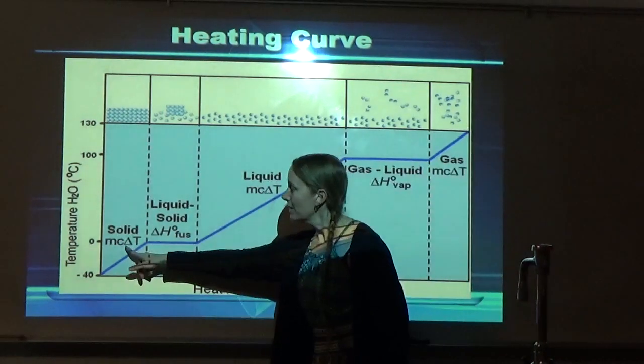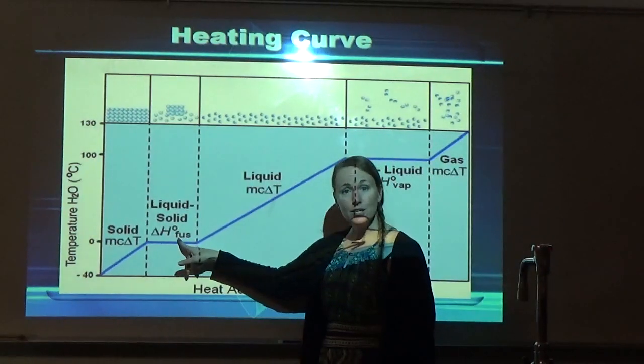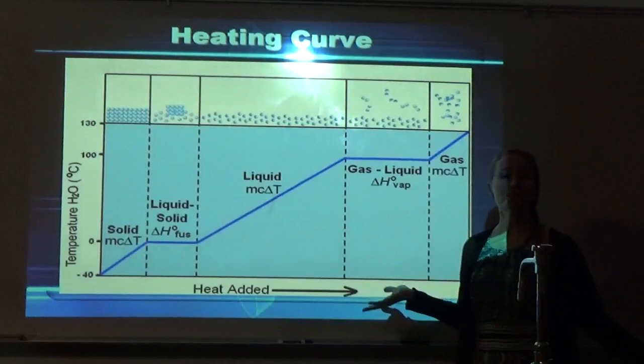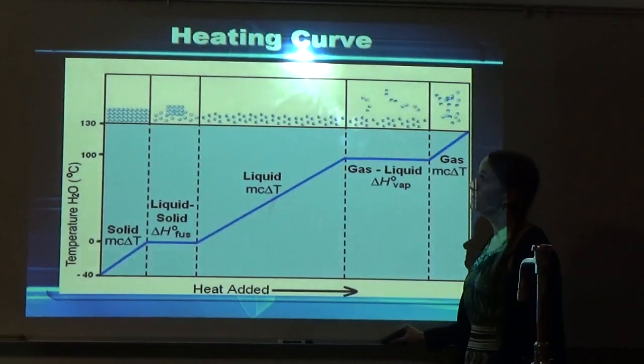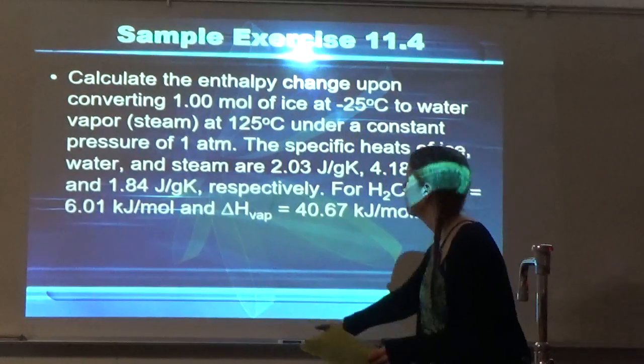Remember, as long as you have a temperature change, you can use Q equals MC delta T. But once you're melting, you use delta H of fusion, and once you're boiling, you use delta H of vaporization, because there's no temperature change. You can't use Q equals MC delta T there. Alright, so let's look at this one together.